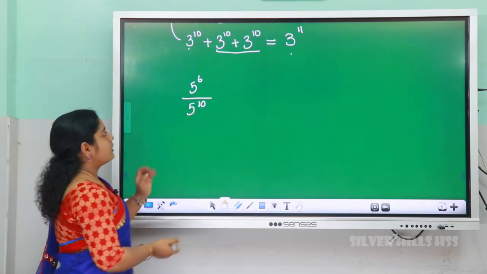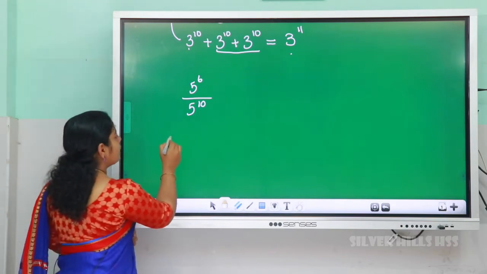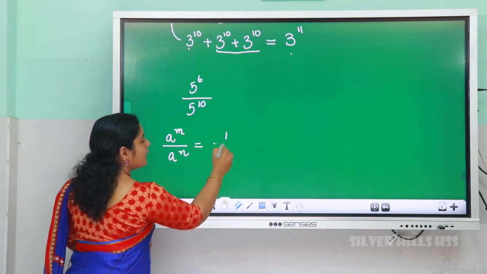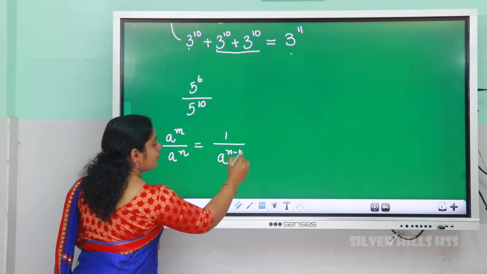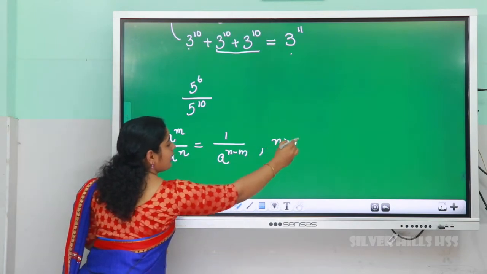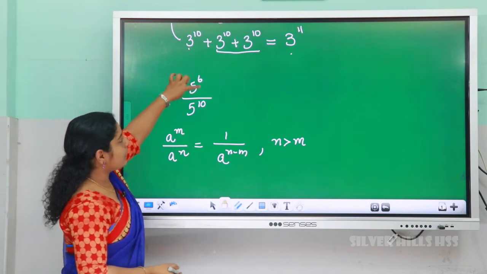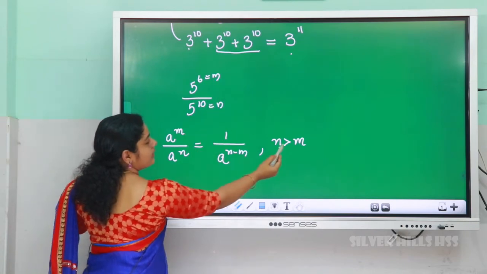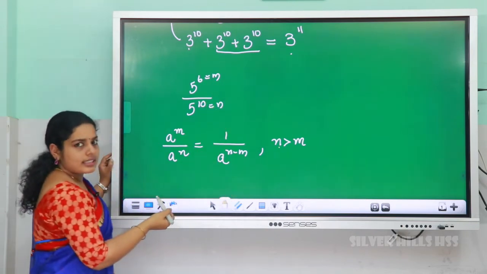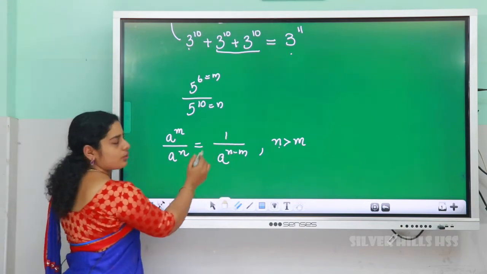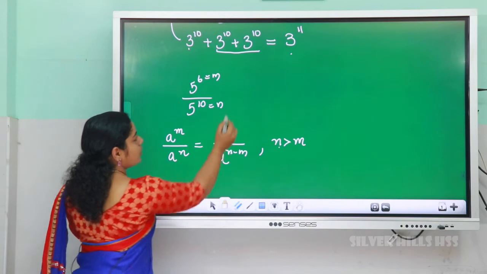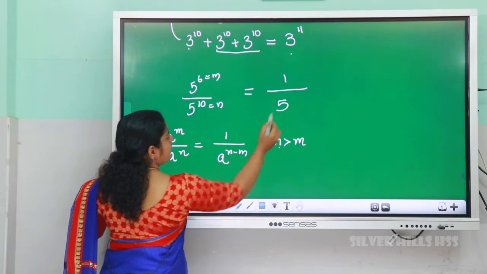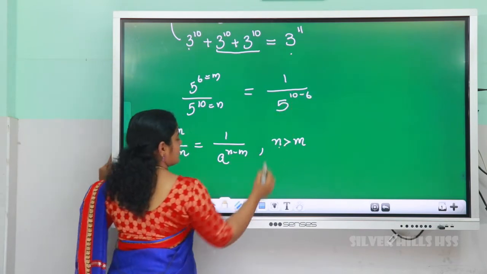Okay, here in the general form of division rule, we have a raised to m by a raised to n is equal to 1 by a raised to n minus m, where n is greater than m. Here this is m and this is n. Here n is greater than m, 10 is greater than 6. So, we have to apply the second division rule, that is a raised to m by a raised to n is 1 by a raised to n minus m, that is 1 by 5 raised to 10 minus 6. Okay.